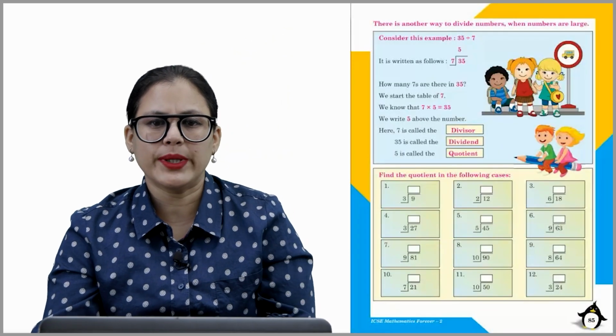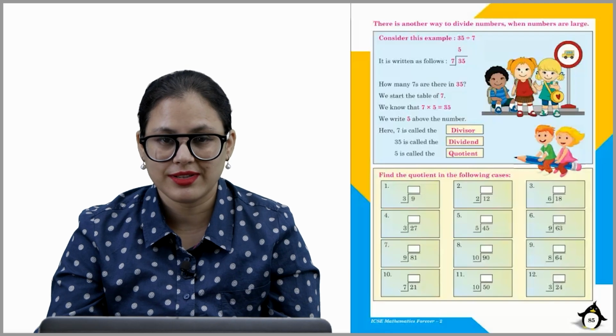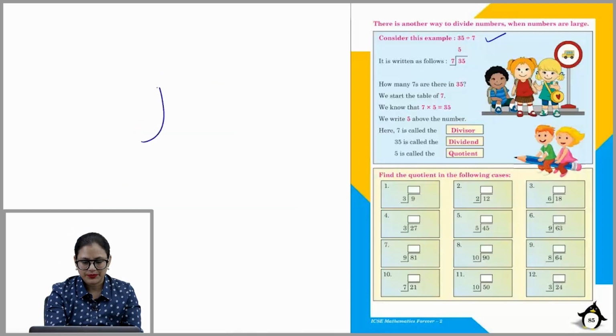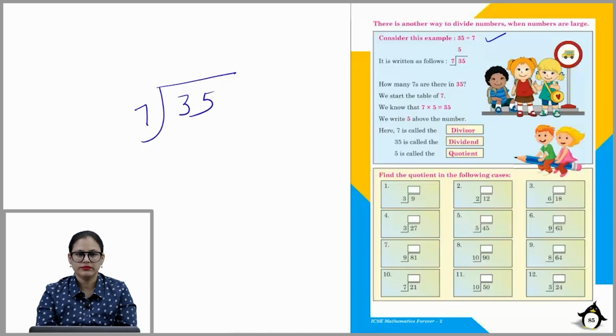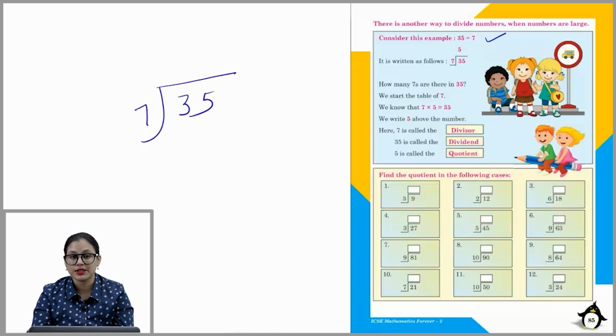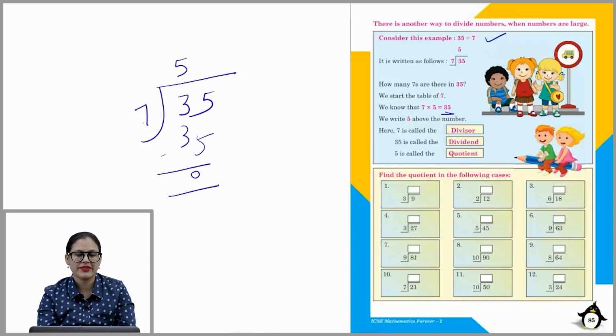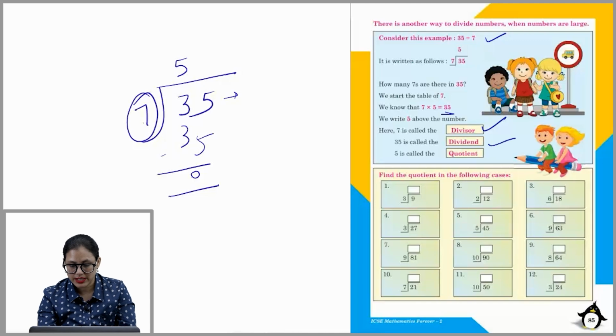Next, there is another way to divide numbers when numbers are large. Consider this example, 35 divided by 7. It is written like this, 35 divided by 7. How many 7s are there in 35? We start the table of 7. And you know that 7 into 5 is what? 35. So, we write here 7 into 5 is 35. Okay. And 35 minus 35 is 0. So, 7, this one is called the divisor. 35 is dividend and 5 means the answer is quotient.